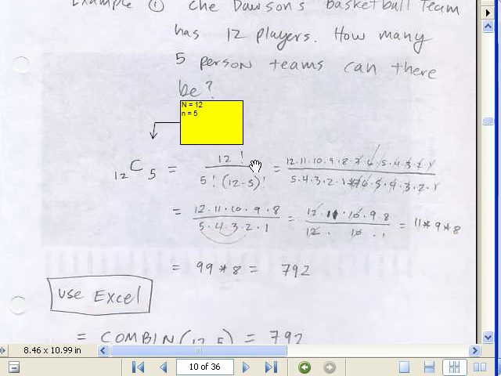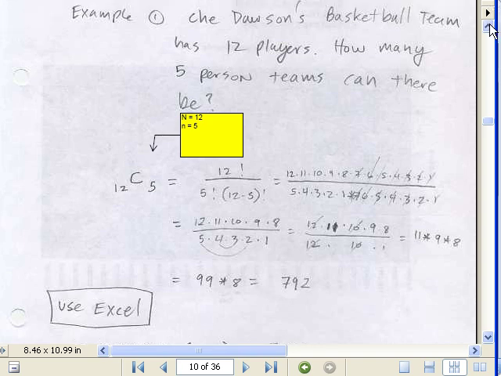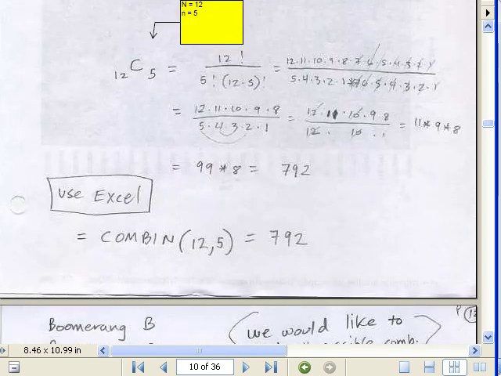We go ahead and do our combinations. 12 factorial divided by 5 factorial, and then in parentheses, 12 minus 5. We do all our calculations, all our lovely math, and we get 792. How does Che Dawson do it? How does he pick between all those combinations of teams? Well, luckily he doesn't have to do all this math because in Excel he can just use the COMBIN function, which we will do. Put a 12 there for the size of the big group, and 5 for the size of the subset, and then there you get it.